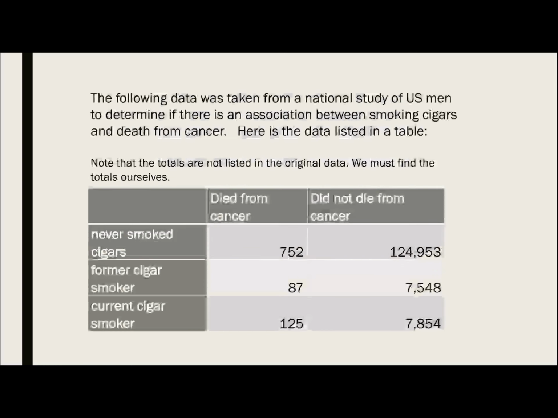Okay, here is another table on people that had cancer and if they died from cancer, and they were categorized whether they never smoked, they were former smokers, or they were current smokers. Okay, so the 125 people died from cancer. Current smoker means they were a current smoker at the time of their death. Okay, the 87 people that died means they were a former smoker at the time of their death.